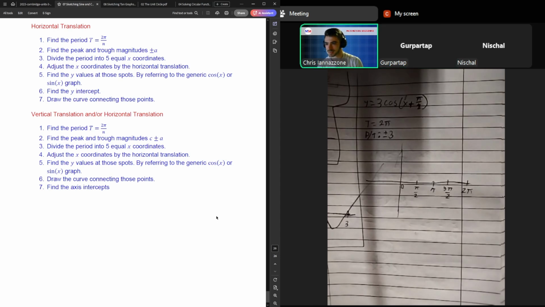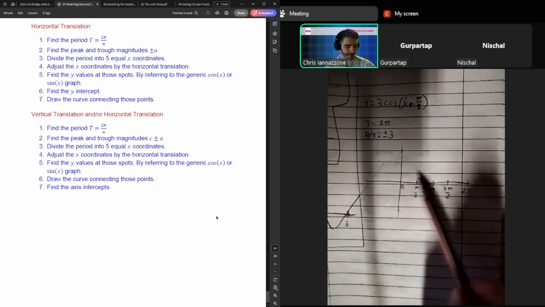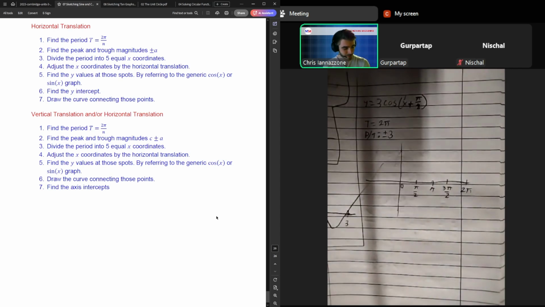When you adjust, what do we have to adjust? You have to move it by pi by 2, I believe. Yep. In what direction though? Left or right? Left. Yeah. So all these spots are now going to be shifted pi over 2 backwards.